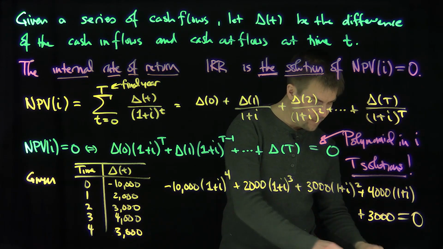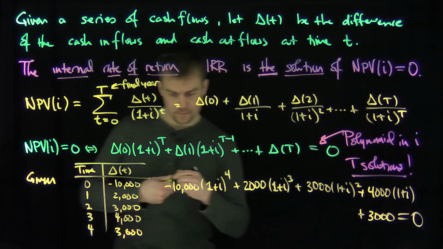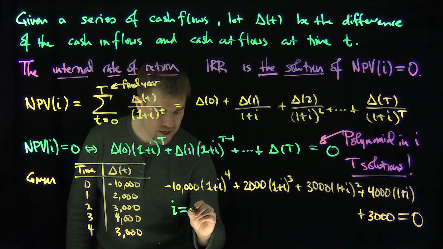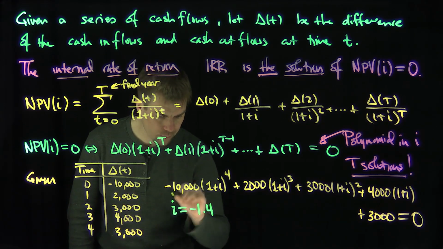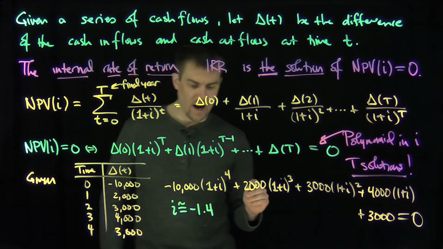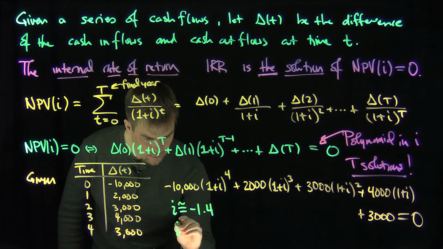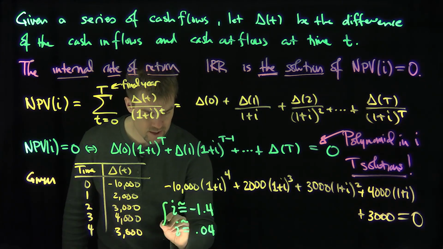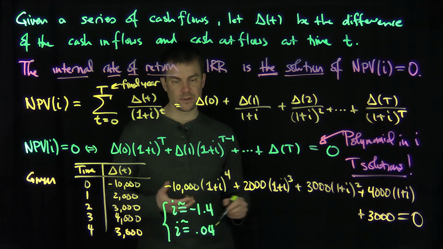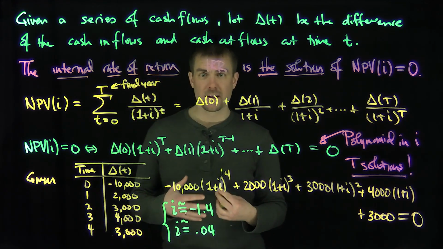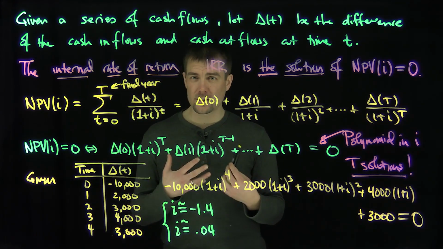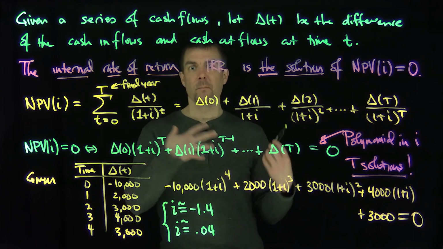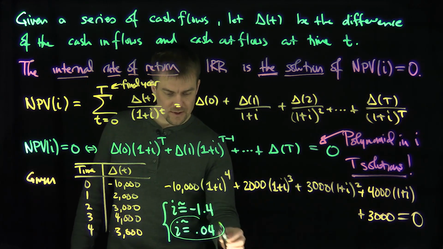For this 4th degree polynomial, you can plug it into the computer and check that the only real solutions are I equal to approximately negative 1.4, and I equal to 0.04. Those are the two solutions we get. Now I have to stop and see if they make sense. The first one corresponds to a negative interest rate. Theoretically those rates are possible, in deflationary environments, but they're not common. So we focus on I equals 0.04.